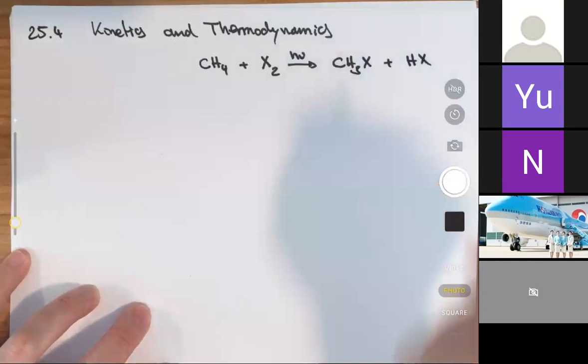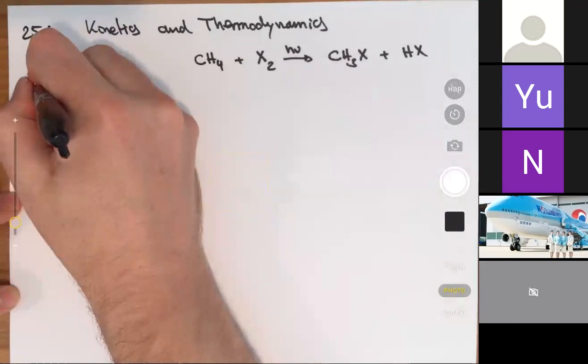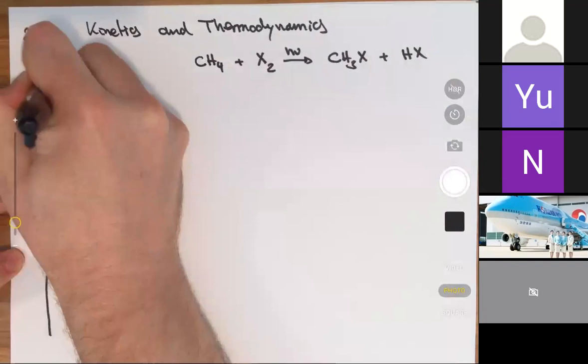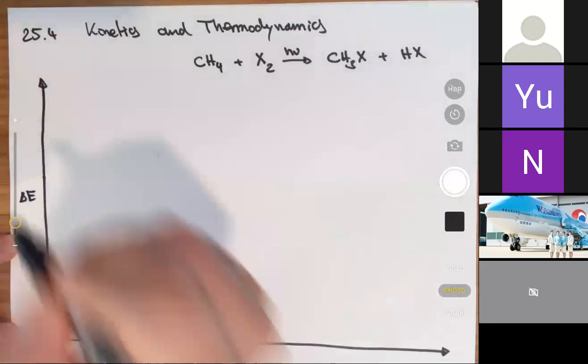And in order to analyze this from a thermodynamic standpoint, again, the best way to do this is draw an energy diagram. This needs a lot of space this time. So we're going to do this over the entire scale here. And let's say we call this delta E over here. And this is our reaction coordinate.